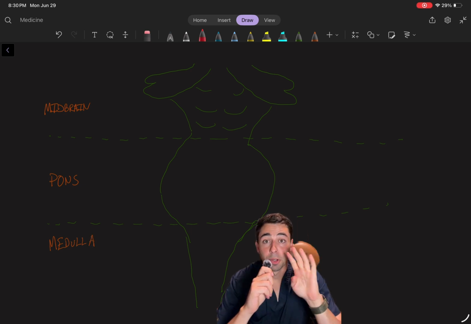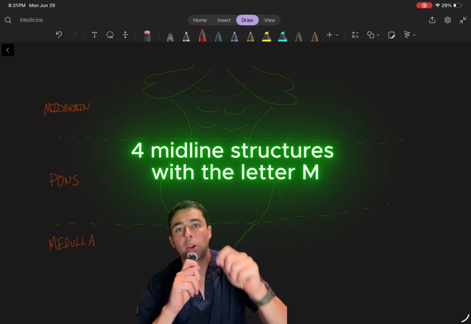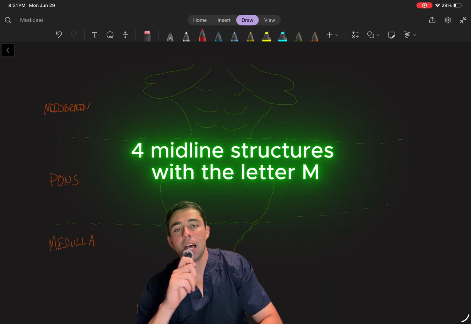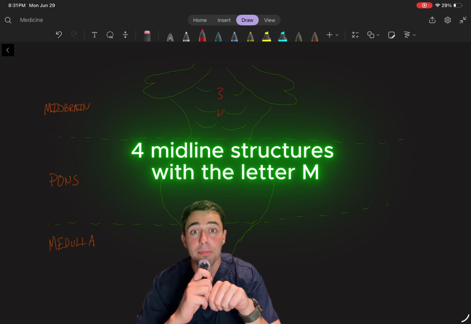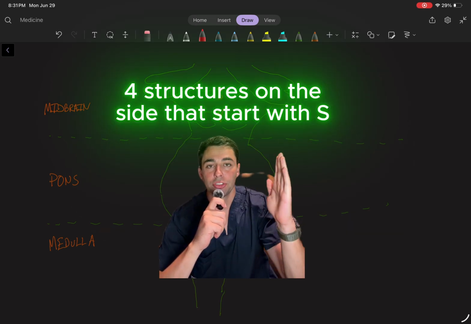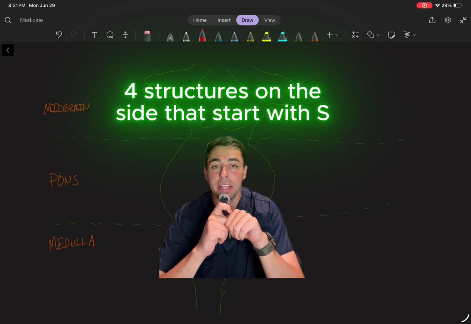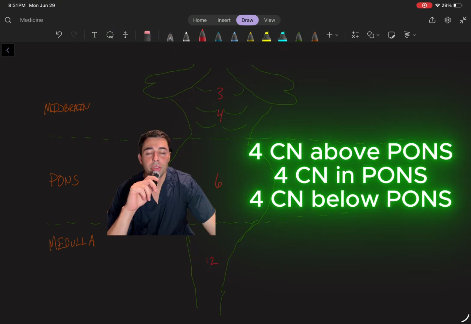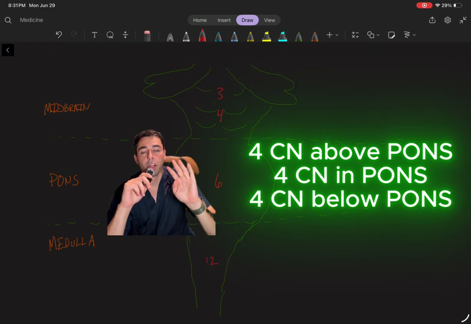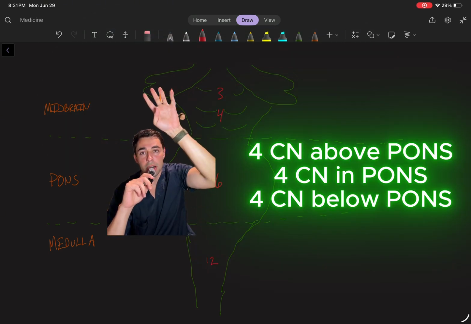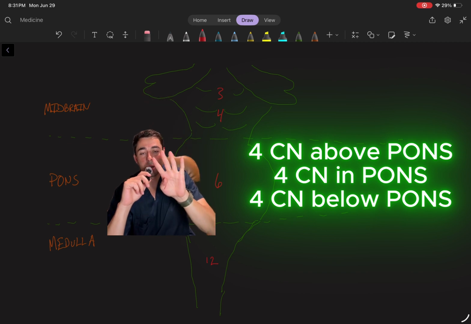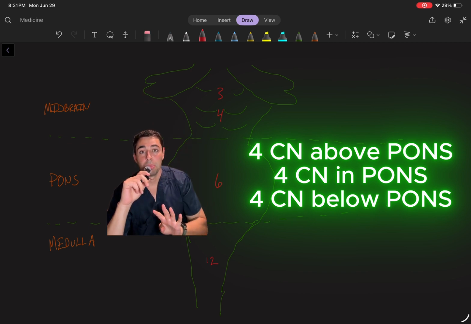Just to start off, there are 4 rules of 4. The first one being there are 4 structures in the midline that begin with the letter M for midline. There are 4 structures to the side that begin with the letter S for side. Rule number 3, there are 4 cranial nerves above the pons. There are 4 cranial nerves in the pons, and there are 4 cranial nerves below the pons.